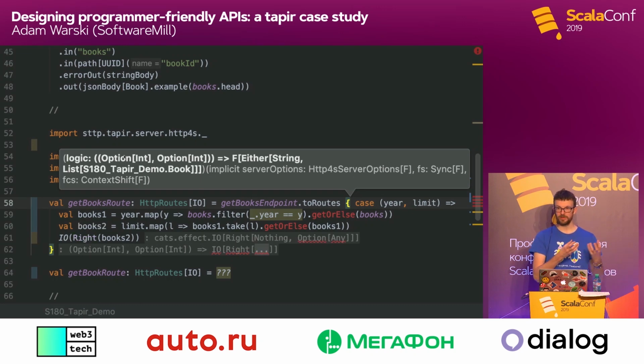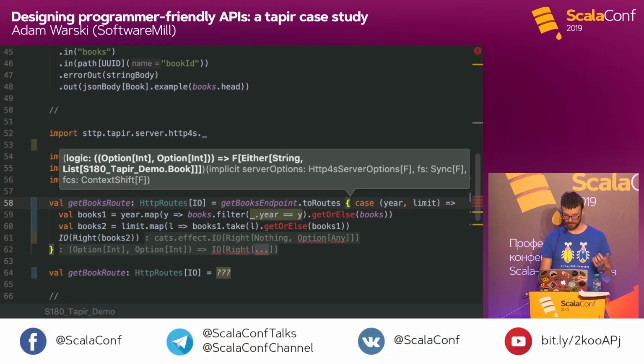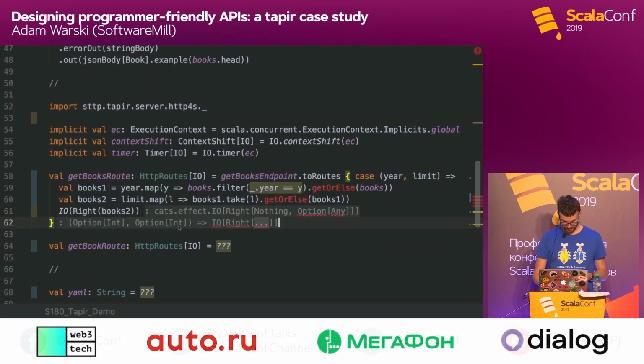two optional values, right, the year and the limit, and we return either an error, so that's the error output on the left of an Either, as is conventional in Scala, or we return success, which is a list of books on the right of an Either, right? So here we return, why is everything so red? That's not good. Yeah, the bracket's in the wrong place.